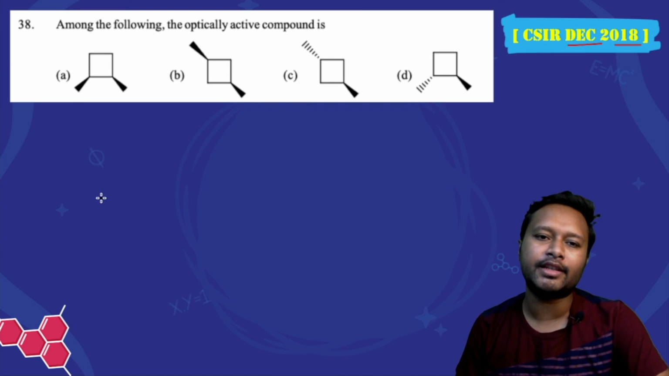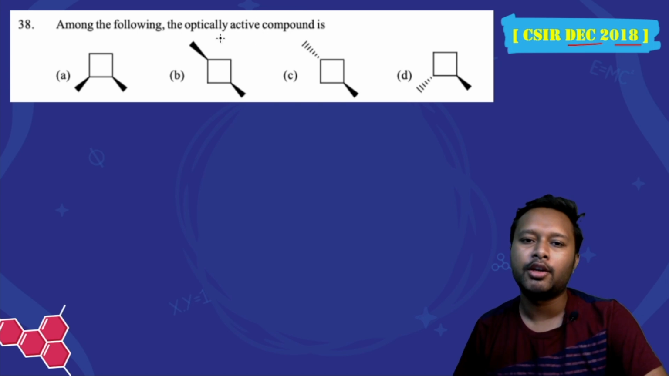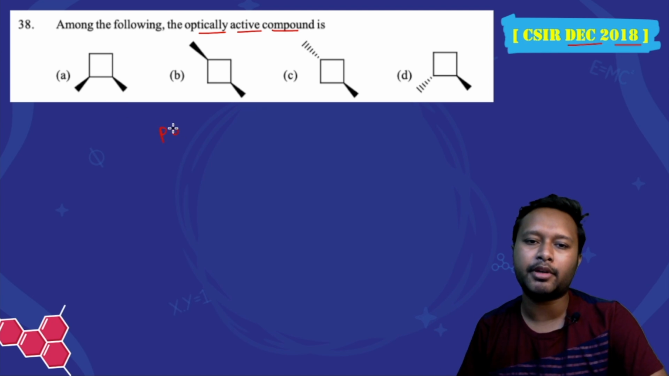The next question over here says that among the following, the optically active molecule, okay. So they are asking for the optically active molecule. In order to become an optically active compound, the basic requirement is that the plane of symmetry should be absent. So remember this, that if the plane of symmetry is absent in the molecule, then only we say that the molecule is optically active.